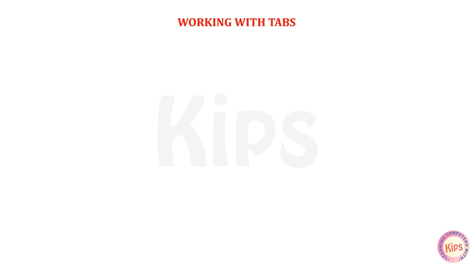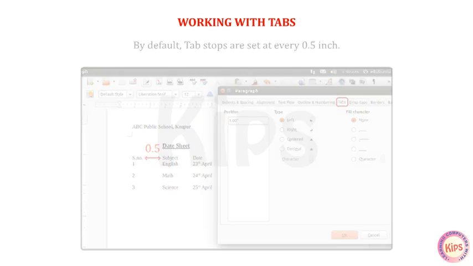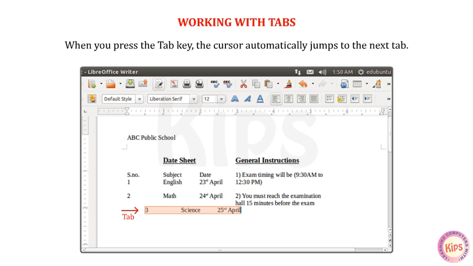Working with tabs. The most common way to indent the text is to use the Tab key. It is used to move the cursor at certain spaces in a document. By default, tab stops are set at every 0.5 inch. You can set the tab stops along the ruler according to your requirement. When you press the Tab key, the cursor automatically jumps to the next tab.